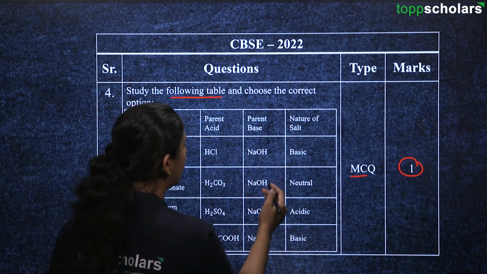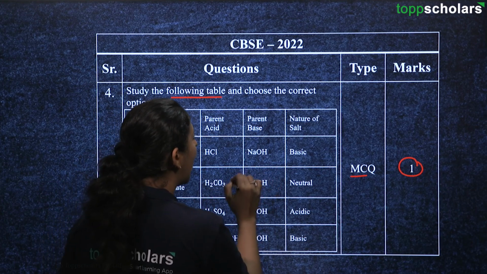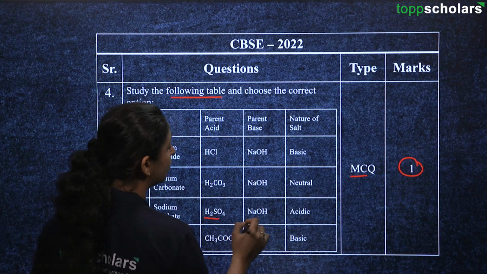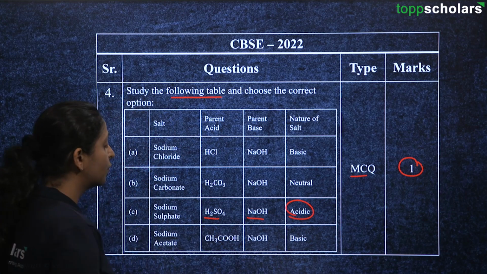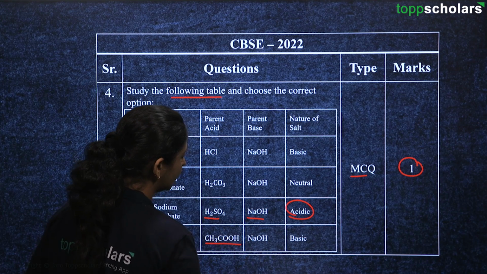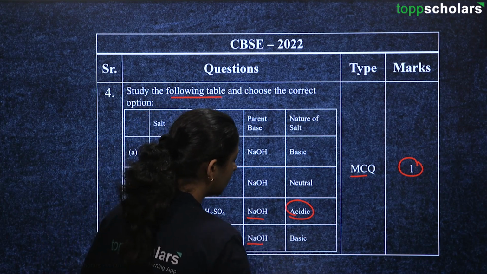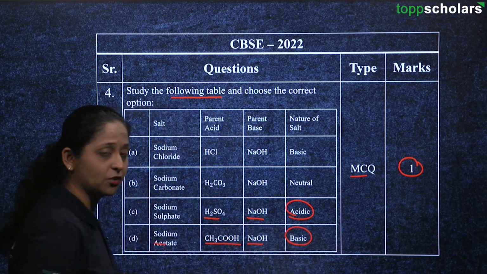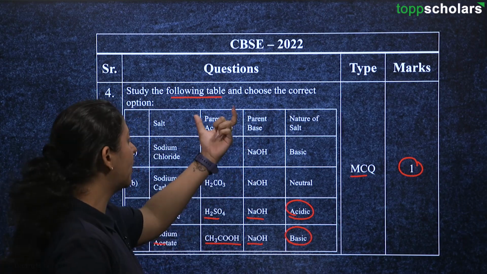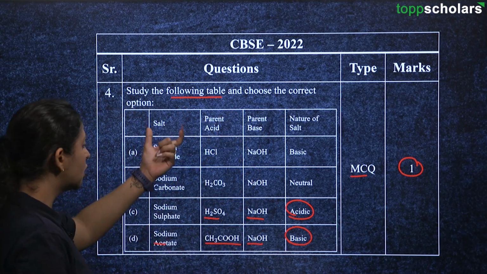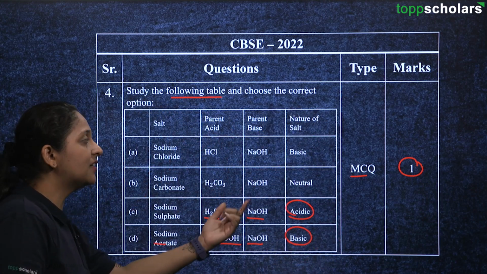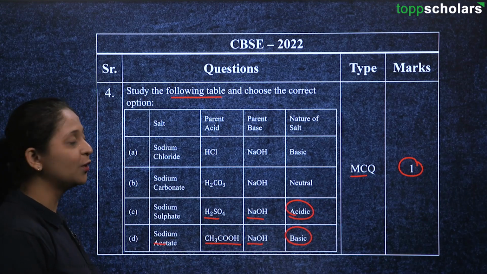Sodium carbonate parent base is having H2CO3 and sodium hydroxide, and the nature will be neutral. Sodium sulfate, that is H2SO4 and NaOH, producing the nature of the salt to be acidic. And sodium acetate, so we have parent acid such as CH3COOH along with sodium hydroxide giving you a basic salt. So you have to carry out these reactions between the acid and the bases which are provided to you in the table. The product which is formed will be the salt, and you have to determine the nature of the salt. So by doing these basic reactions, you will be able to score 1 mark for the question.